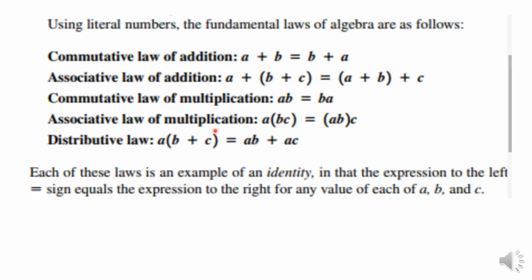The distributive law involves both multiplication and addition. A times the quantity B plus C is the same as AB plus AC. Each of these laws is an identity, and that means that the left side of the equal sign equals the right side of the equal sign, regardless of what the values we use for A, B, and C are.